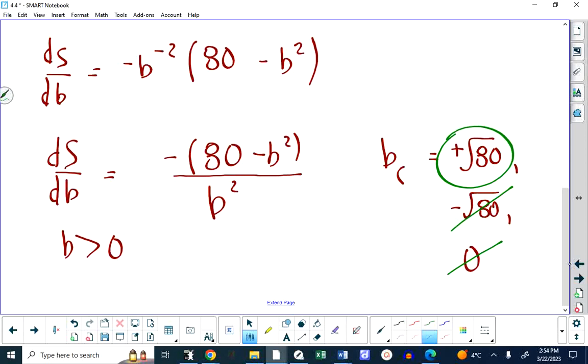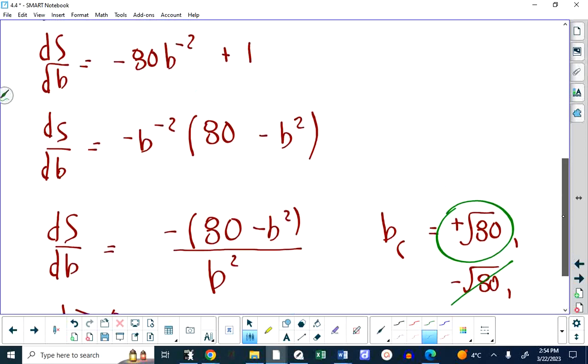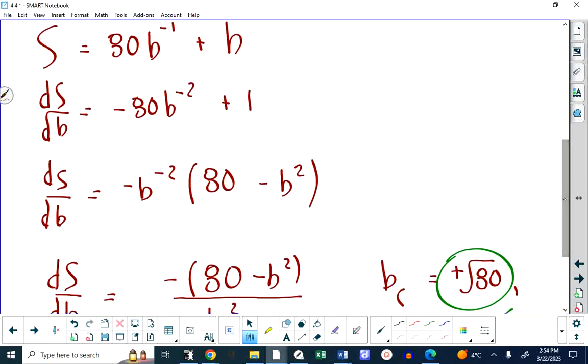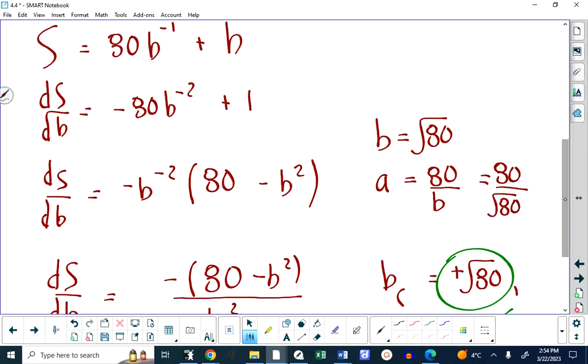Which means that must be the value of B. What is the value of A, the other number? Well, A is equal to, didn't we say it's 80 over B? Which is 80 over root 80. If you rationalize that by multiplying top and bottom by root 80, this is 80, which cancels with that 80, which means A is also root 80.